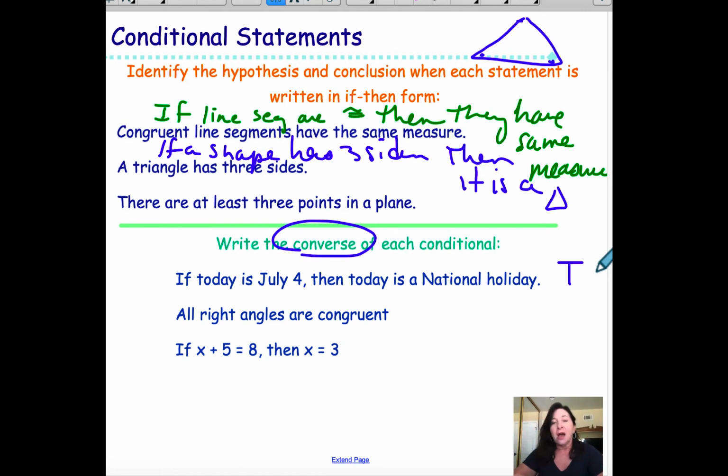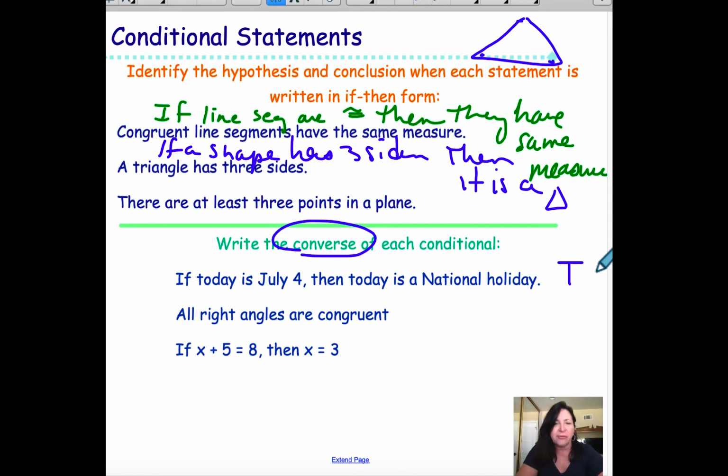So the converse of this one, it says all right angles are congruent. We're not saying an if-then, we're just saying all right angles are congruent. So flip that around. I could say if it is a right angle, then it is congruent. Well, it doesn't necessarily have to be. So when you flip some of these, they don't have to be actually true.